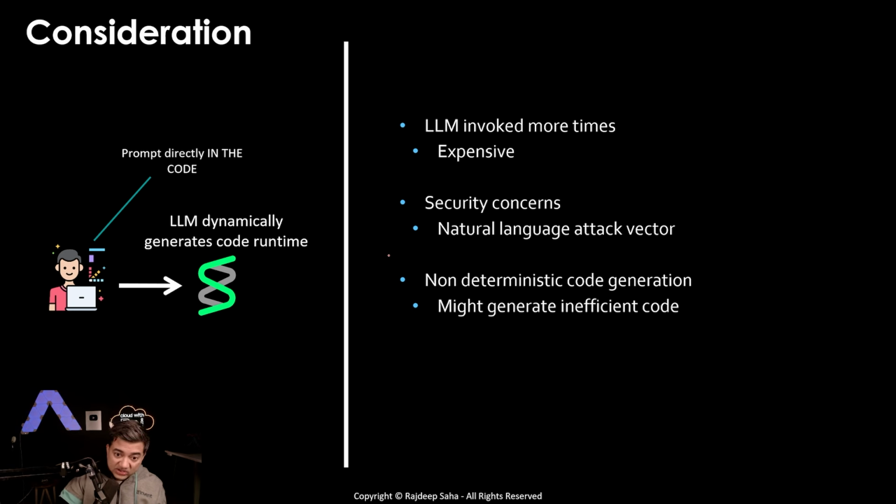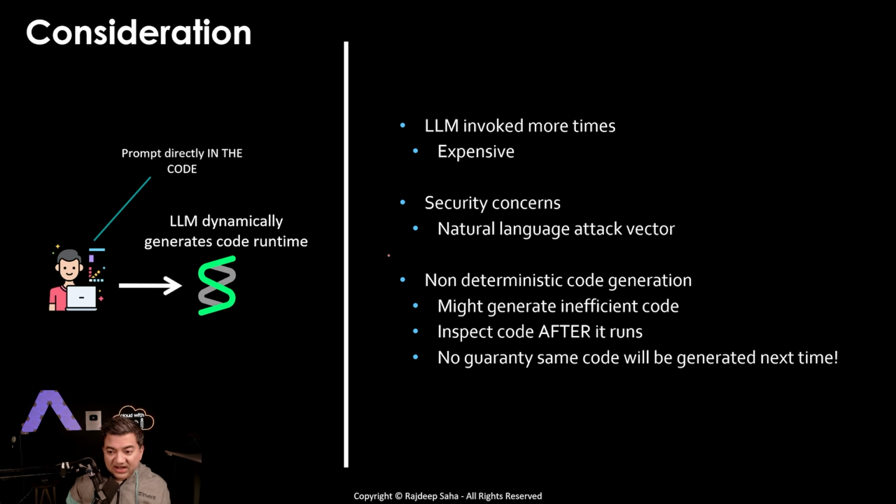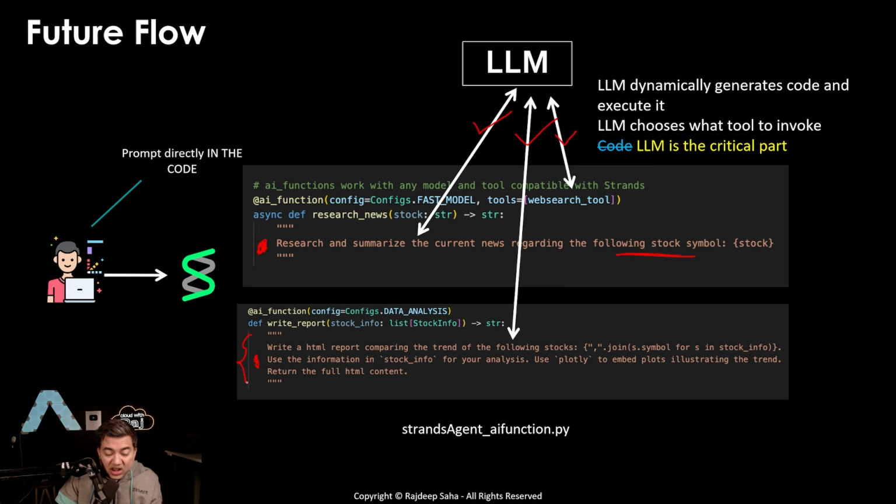And for the current way of doing things, the LLM generates the code, then you check if the code is good, change it, and then run it. In this case, code will be generated while running. So you can only inspect the code after it runs, and there's no guarantee the same code will be generated next time. This is the same prompt. Run 1, it can generate some code one way. Run 2, it can generate a different code, which might be inefficient.